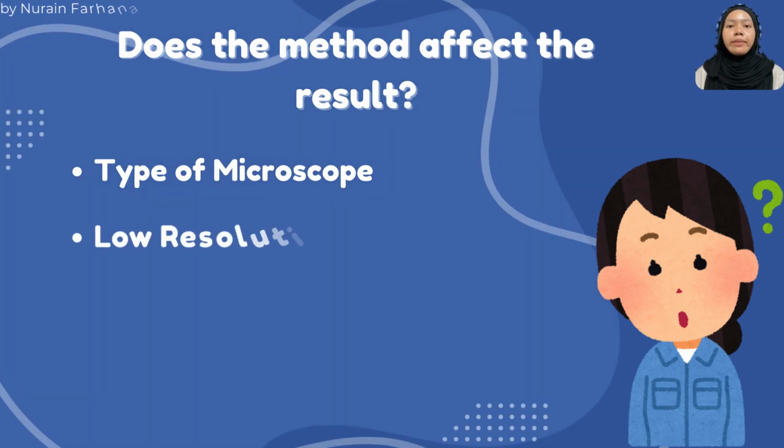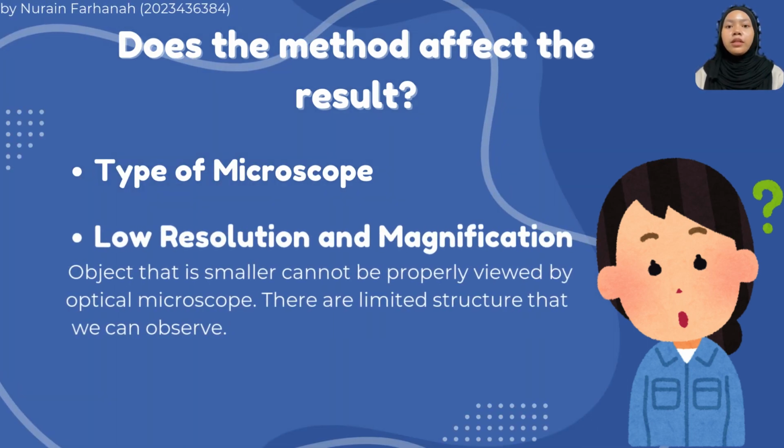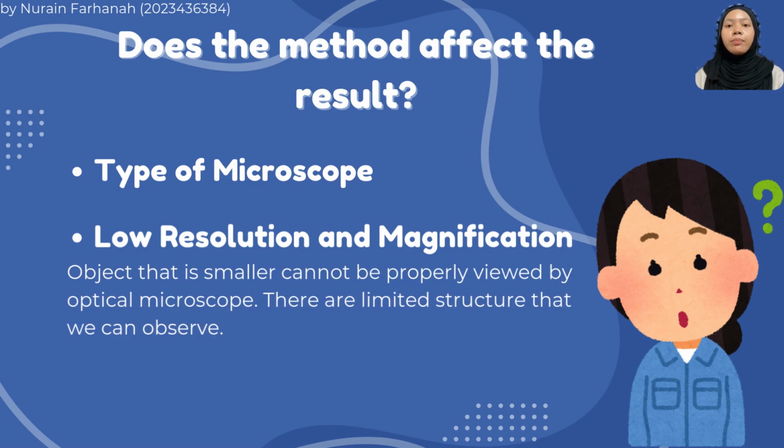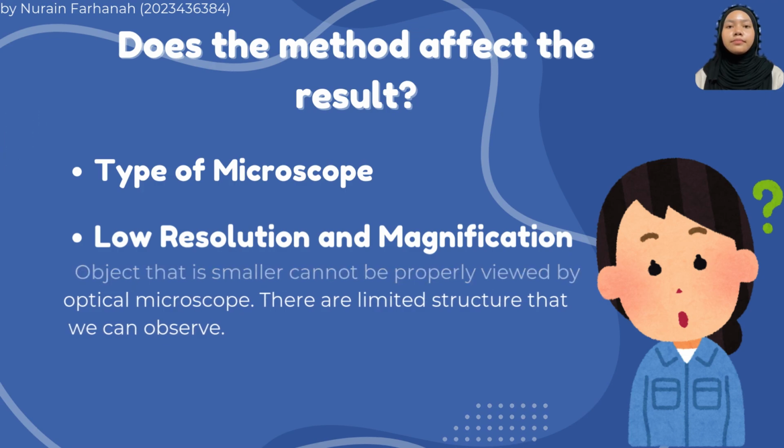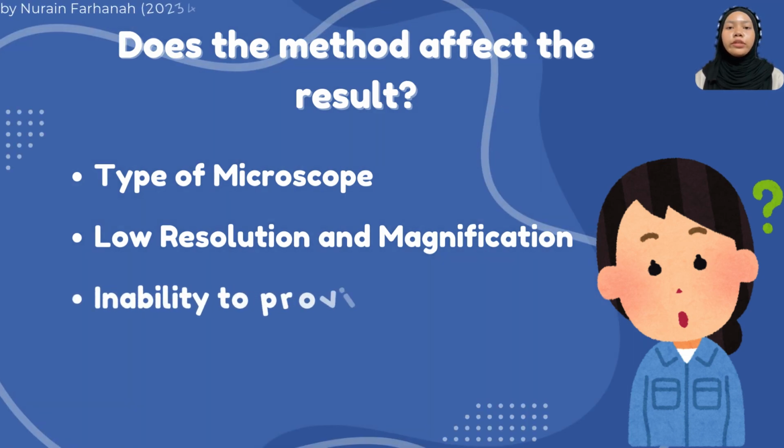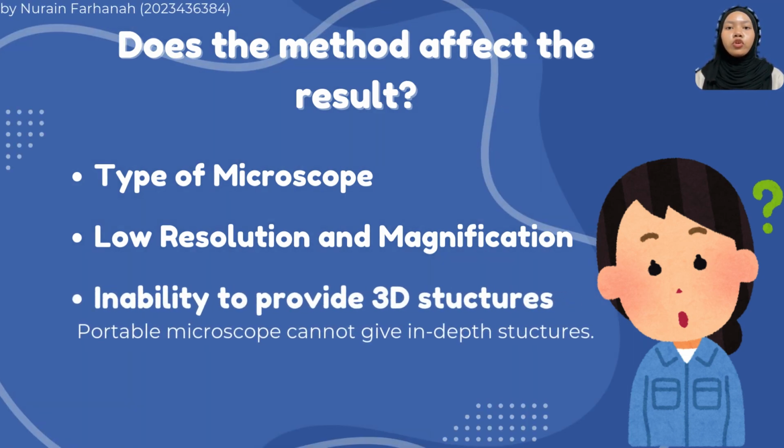Low resolution and magnification can affect the result because objects that are smaller cannot be properly viewed by an optical microscope. There are limited structures that we can observe. At this rate, it will become hard and blurry to identify the cells. Inability to provide 3D structure. Portable microscopes cannot give in-depth structure. The best we can use is... Let's go to the next slide.